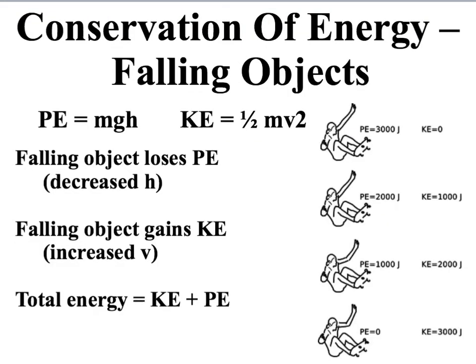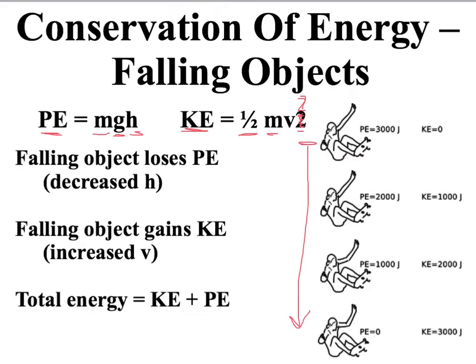Let's look at what this means for a falling object. Here's a skateboarder that's just done a jump, and he's at the top of his jump right here, and then he's moving back towards a ramp. So he's falling through the air. Now, what I want you to bring to mind is our formulas for potential energy and kinetic energy. Remember, potential energy equals the mass in kilograms times little g, 10 meters per second squared, times the height in meters. Kinetic energy is 1/2 times the mass in kilograms times velocity squared.